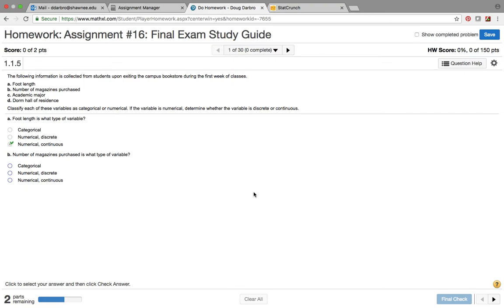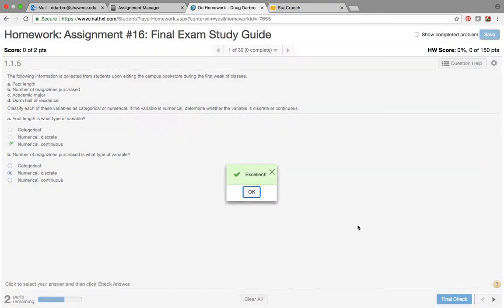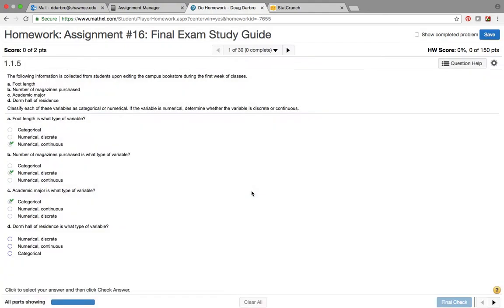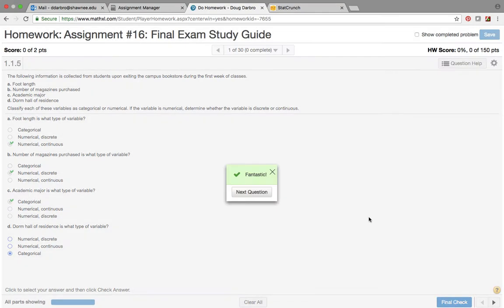All right, cool. Second part. The number of magazines purchased is what type of variable? Well, I personally subscribe to 3 magazines, so I count those: 1, 2, 3. So it's a number, and because it's countable, it would be a discrete measure. And academic major, mathematics, physics, nursing, whatever it may be, should be no surprise that's categorical. Wouldn't it be cool if it stayed this easy? Dorm hall of residence, well, that's the name of the dorm.